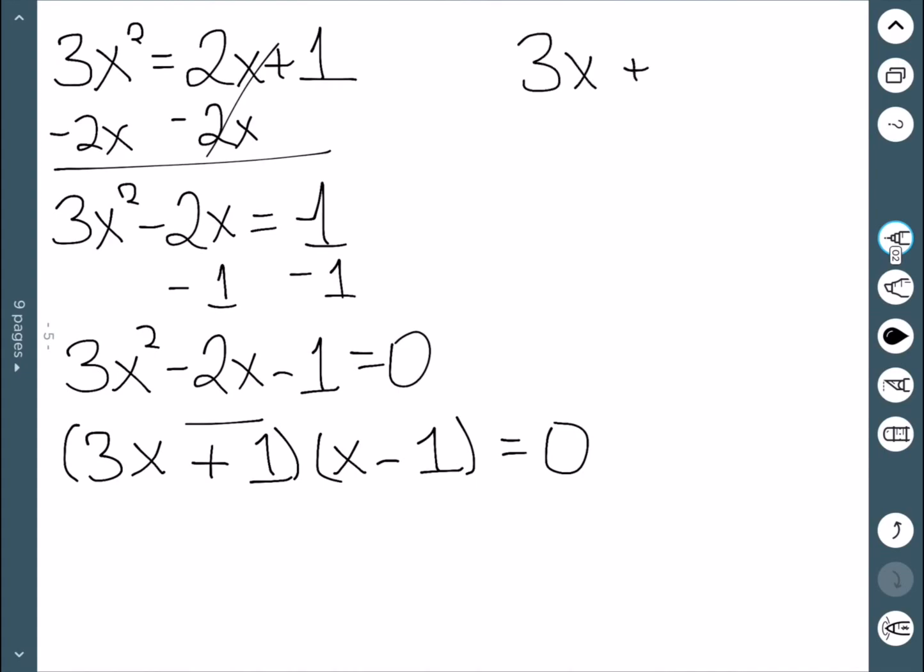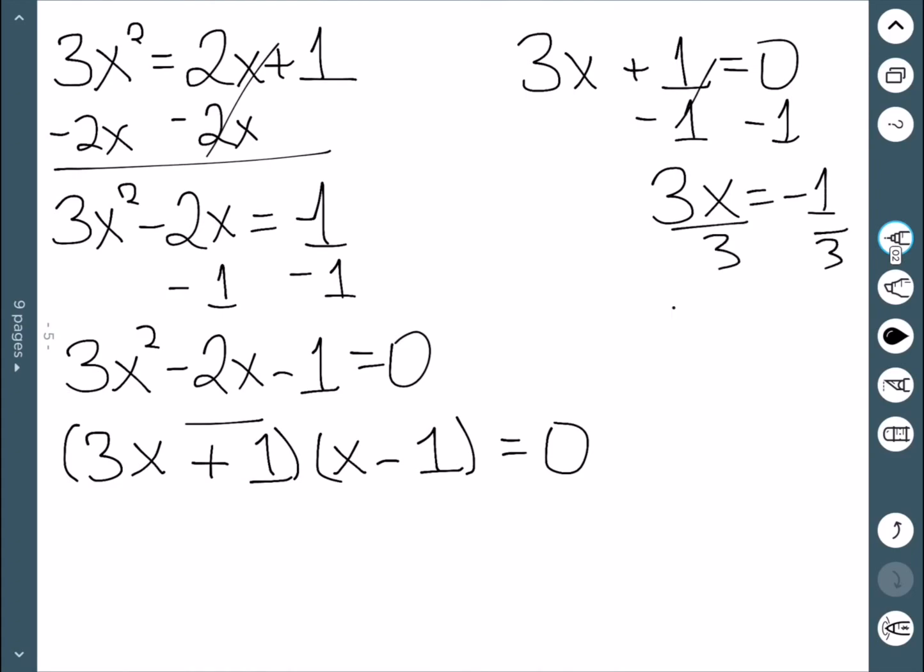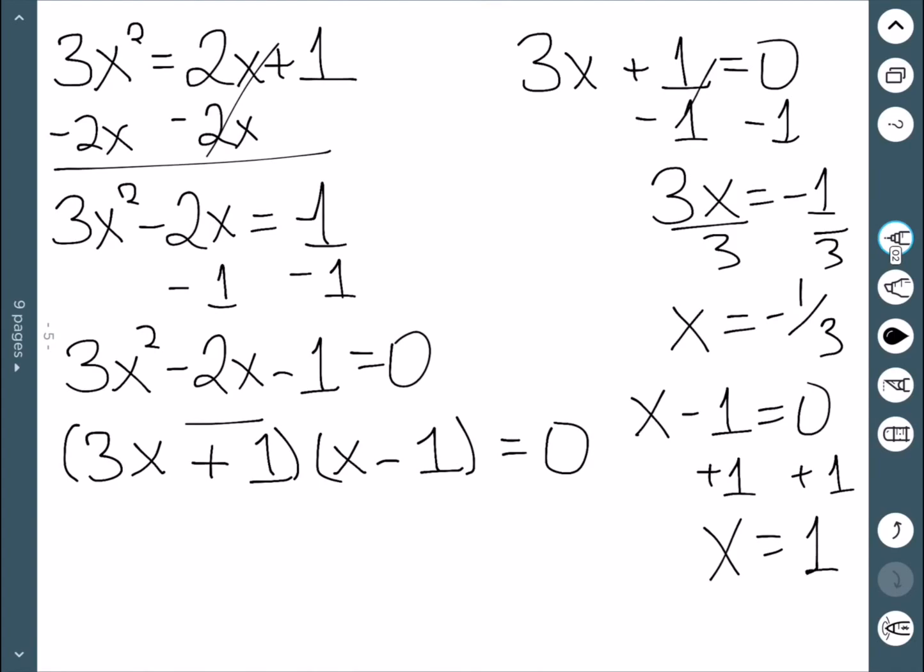So the first equation would then be 3x plus 1 equal to 0. I can subtract 1 to get 3x is equal to negative 1, and then divide by 3 to get x is equal to negative 1/3. The other equation, x minus 1 equal to 0, I can add 1 to both sides and get that x is equal to 1. Therefore, my solution set, negative 1/3 and 1.